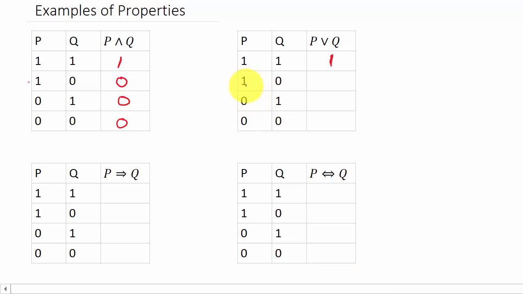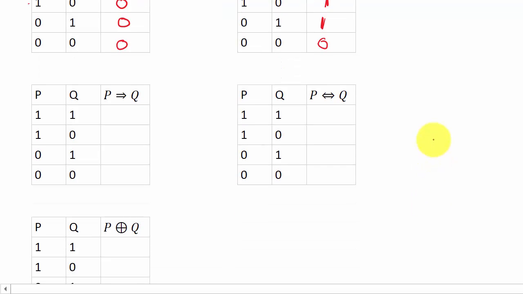And then here we have P is true, Q is false. Well, at least one of them's true, so that makes P or Q true. And then here P is false, Q is true. At least one of them's true, so that makes it true. And then here P is false, Q is false. Since they're both false, that makes P or Q false.